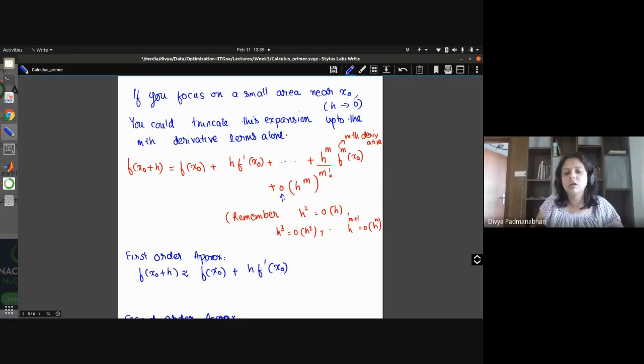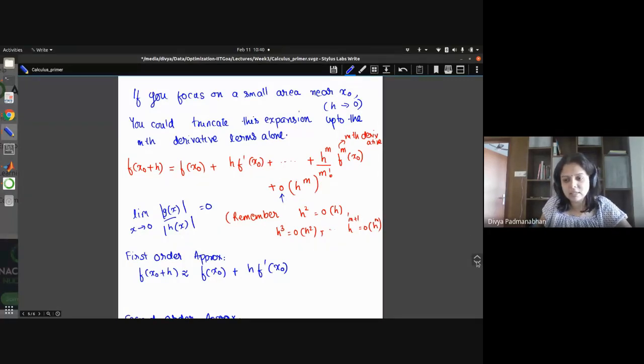Remember, the O notation said that limit of g of x by h of x, as x goes to 0, is very small. That's when you say g of x is o of h of x. So that's what this means. Around the point h is 0, the rest of the terms become negligible.